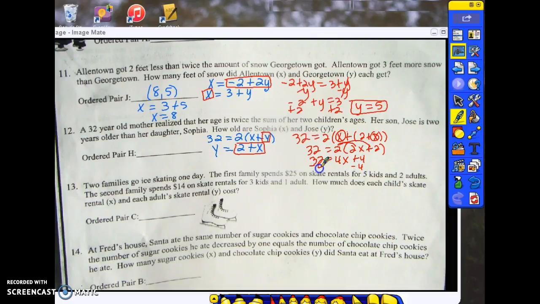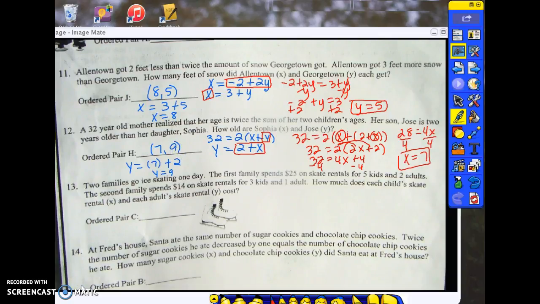We subtract 4 from both sides and get 28 equals 4x. And when you divide by 4, you get that the sister is 7 years old. The brother is 2 years older than her, so 7 plus 2 is 9. You would go to the right 7, up 9, and put a point on H.